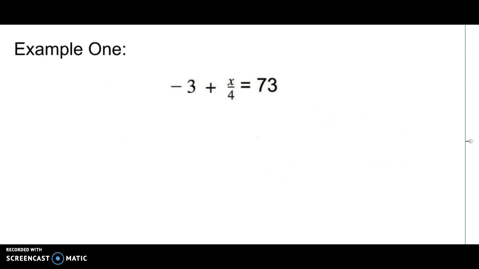So example number 1 looks like this. We have -3 plus x divided by, remember we're always going to see that as a fraction now, x divided by 4 equals 73. So we're going to first isolate the variable and the coefficient. In this case, the coefficient is a divisor. I like drawing that line just to make it simple. And so our first step then is to get rid of the addition or subtraction piece. In this case, we need to get rid of this -3.